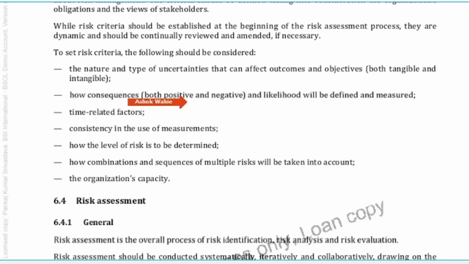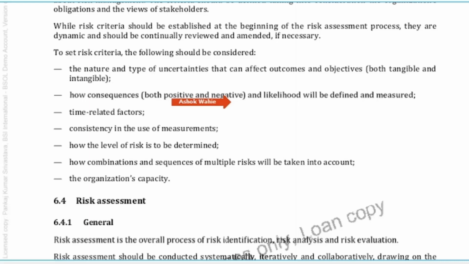Then what is the criteria to determine the consequences, both positive and negative? So if it's a positive consequence, we have seen it is an opportunity. If it's a negative one, it's a risk. So what is the criteria to say that this consequence is low, medium, high? What is the criteria to say this particular likelihood is low, medium, high? It will be defined and measured.